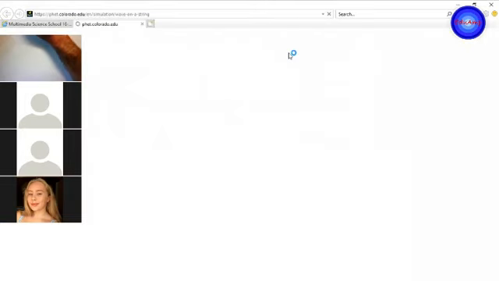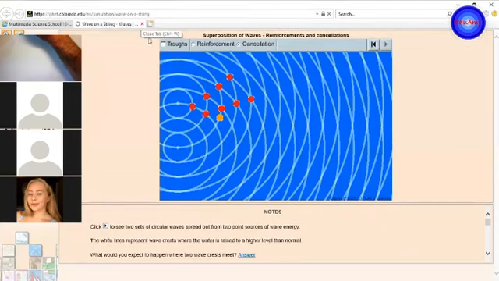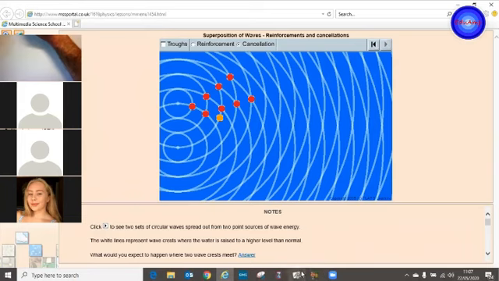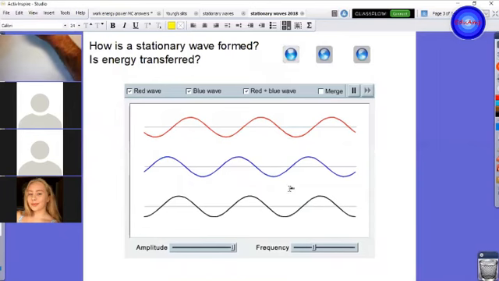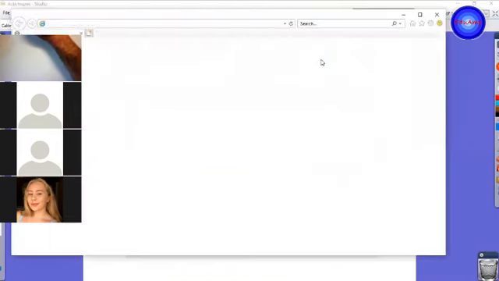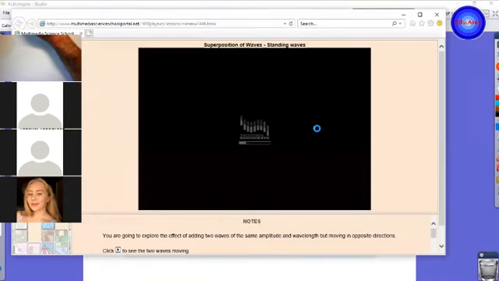Right. So stationary waves. Oh no, wrong one. I didn't want that one. I think it's going to be one of these links will take me there. There we go.